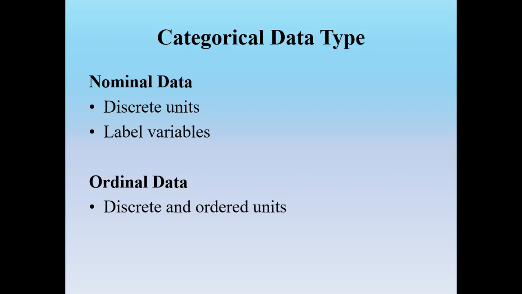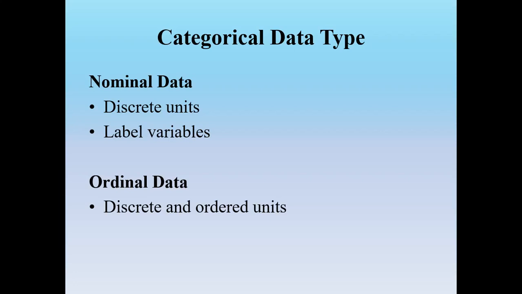Then the first one, nominal data. Nominal data represents discrete units and is used to label variables that have no quantitative value. Note that nominal data has no order. Therefore, if you change the order of its values, the meaning will not change. That is about nominal data. Then we move to the next one, ordinal data.